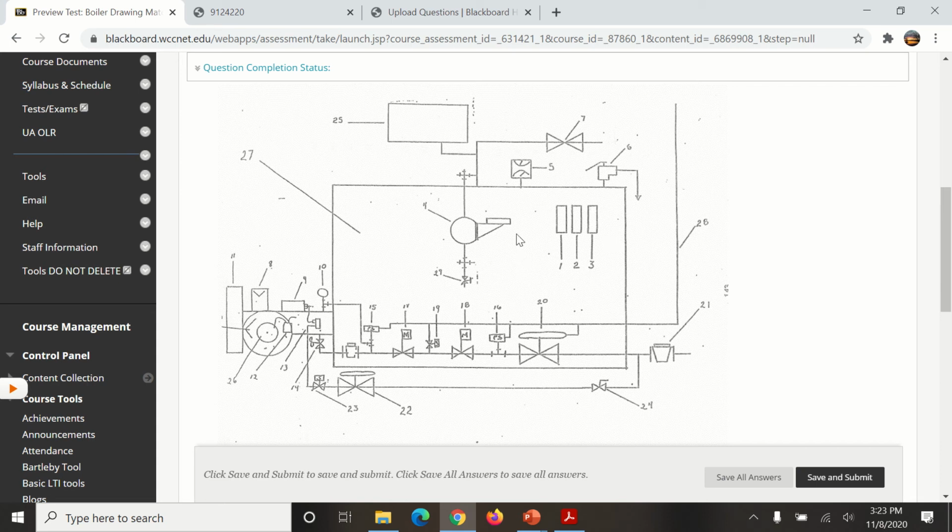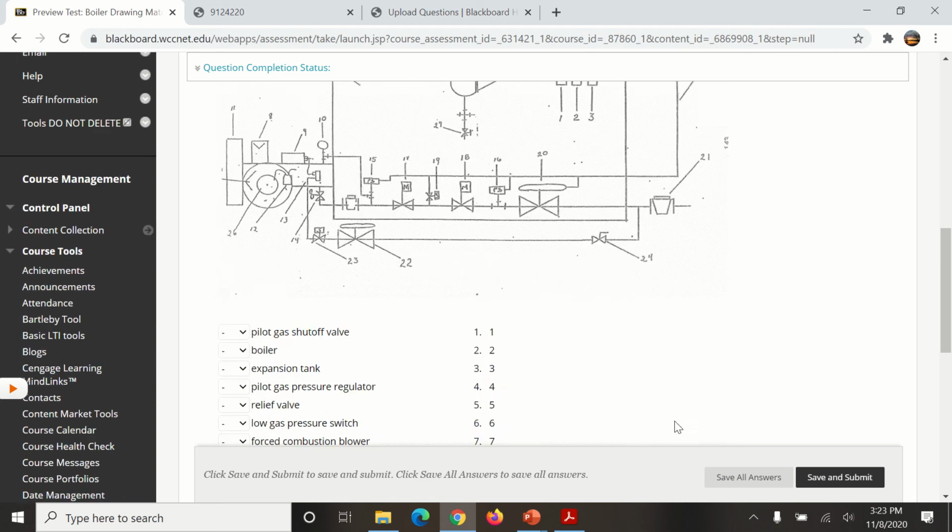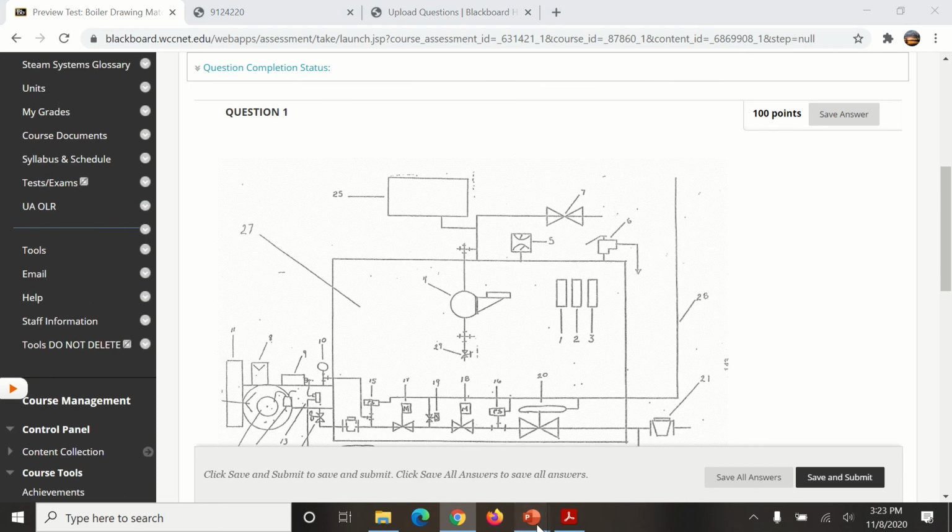Kind of looks like a low water cutoff. That's actually what it is. You know, there's certain things on here that really need some description. So I want to do that here in this video.